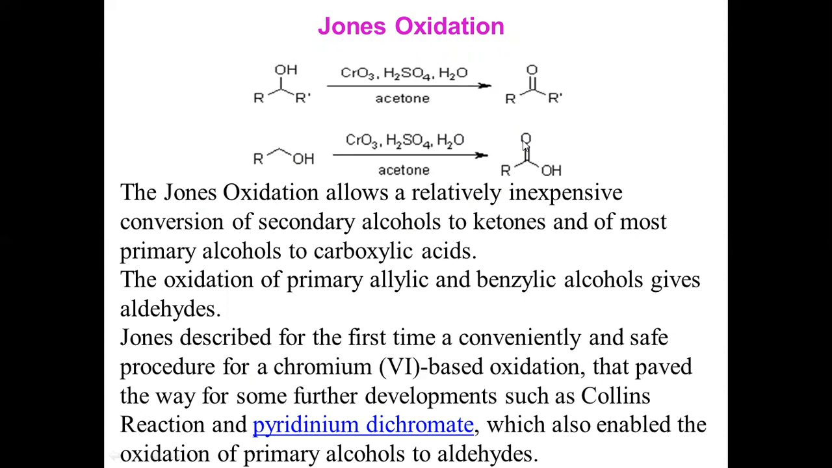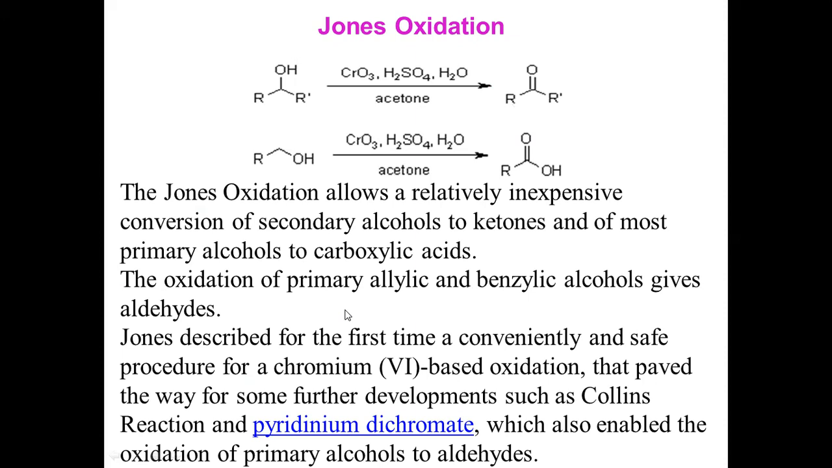Why are they converted into carboxylic acids? Why are secondary alcohols oxidized into ketones? We will see later when we discuss the mechanism. Simultaneously, the Jones reagent is also useful for the conversion of primary allylic and benzylic alcohols into aldehydes. This reagent, described by Jones, is safe for chromium 6 based oxidation.